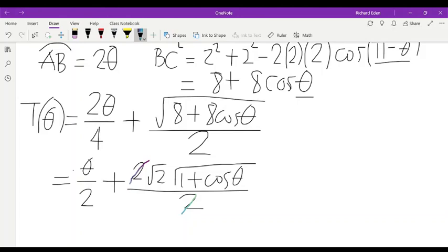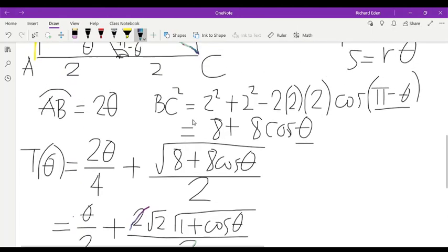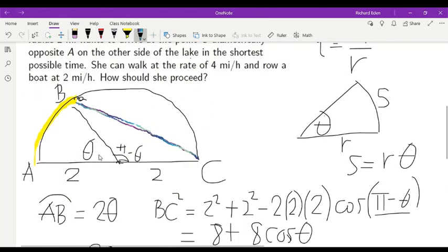Now, as for the domain, the allowable values of theta, if you look at this figure, theta can be 0. You can imagine what would happen if theta is 0. That would mean you don't have this visible angle opening, so B would be right exactly where A is, which means that you don't get to walk on any arc. This means you would, in this case, be rowing straight from A to C.